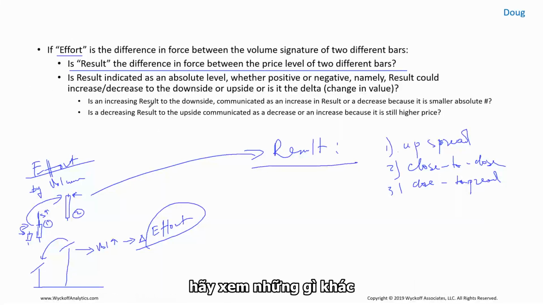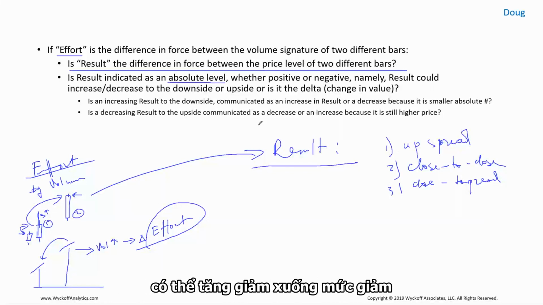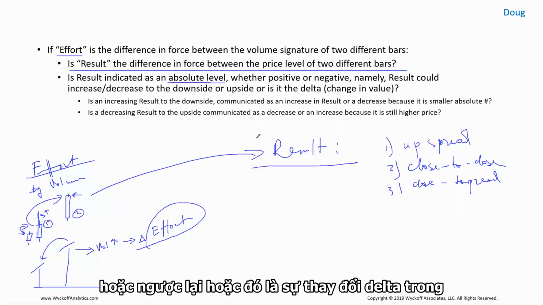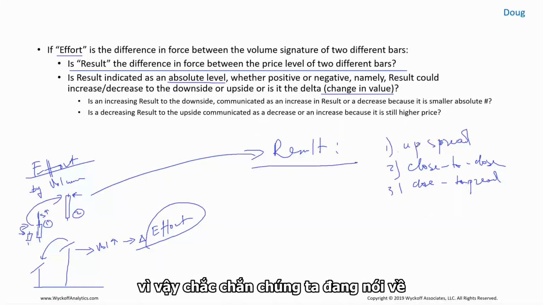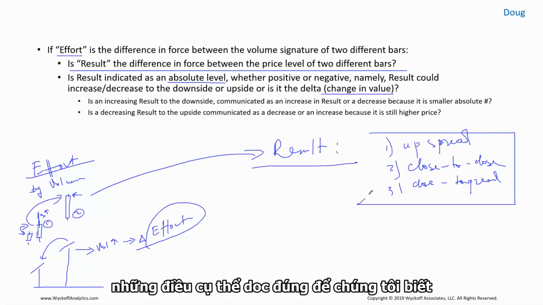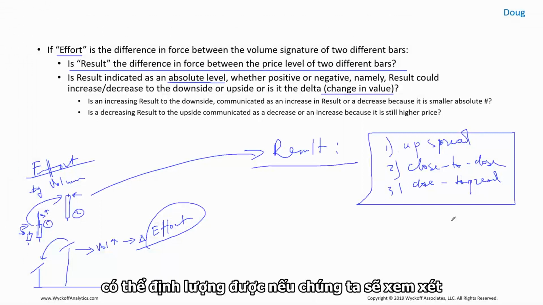Let's see what other questions we have here. Is result indicated as an absolute level, whether positive or negative, namely, result could increase, decrease to the downside or upside, or is it the delta, the change in the value? So definitely we're talking about specific things, Doug, right? So we know what those things are that we want to define. And again, they are extremely quantifiable.